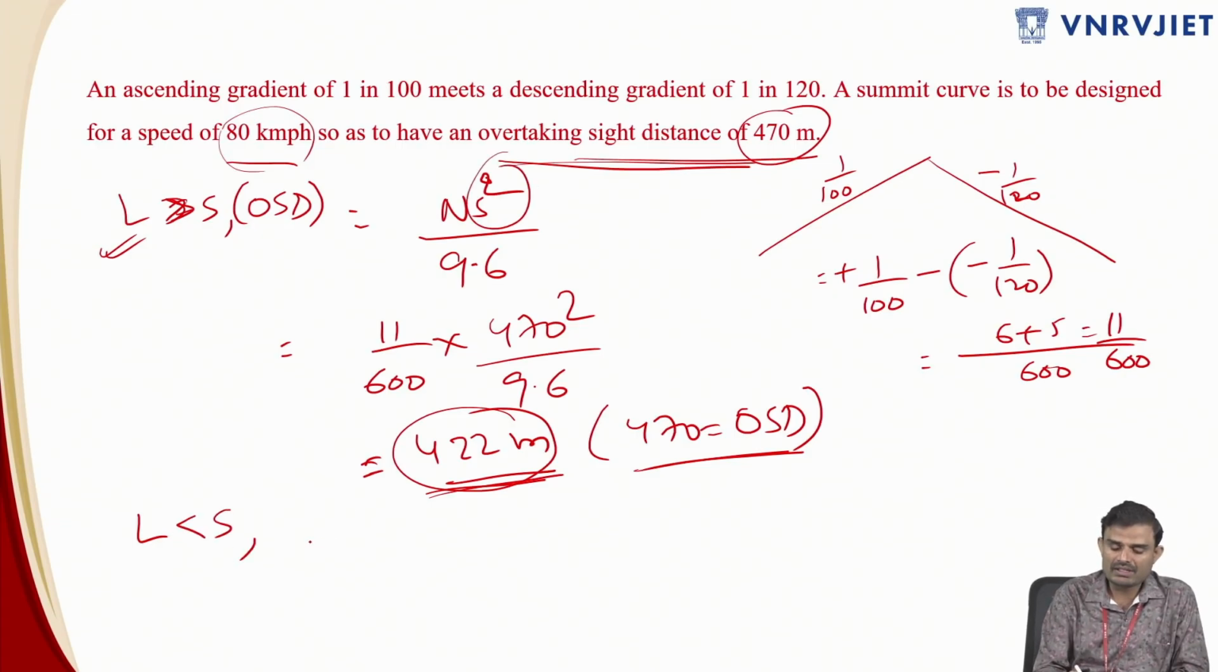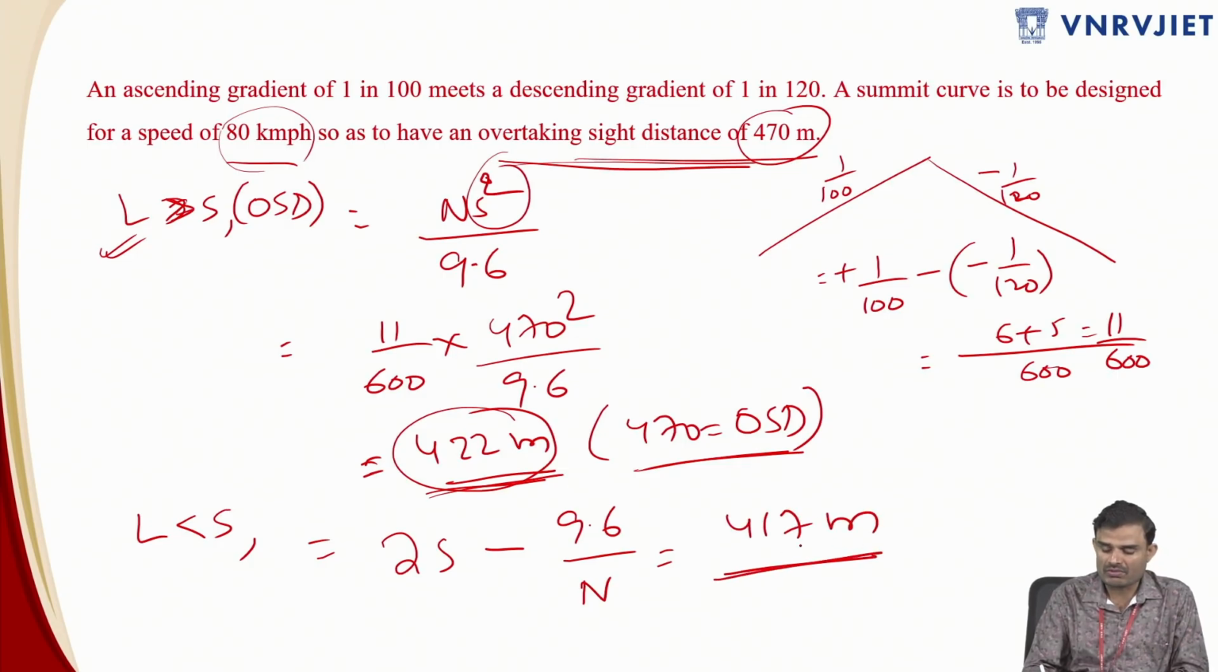I told you very easily, instead of S square you have to write 2S minus, and you interchange the denominator and numerator, 9.6 divided by N. So you substitute the value of each and everything, and you'll be getting 417 meters. This condition is true. Why? Because L is less than S. So previously also we got the value as 422 meters. But this and this are very close to each other when compared to a distance of half a kilometer.